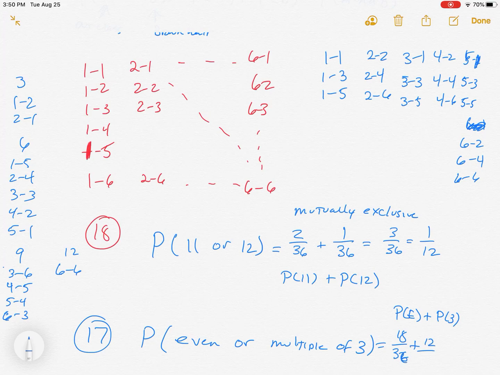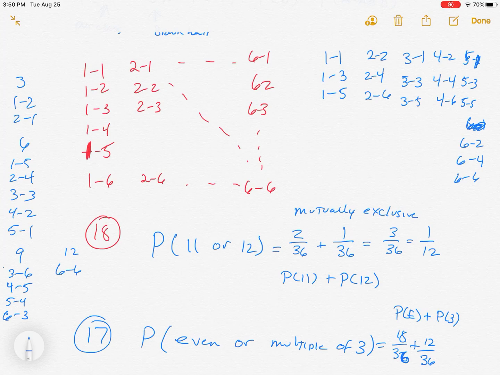I put a 32 under here. It should have been a 36. That might have caused you some confusion. I'm not sure where I came up with 32 other than being human, right? We do that sometimes. 12 out of 36 are there. We shouldn't be shocked that half the results are even and the other half would be odd. That's not shocking for us at all. Multiple of 3, 12 out of 36.